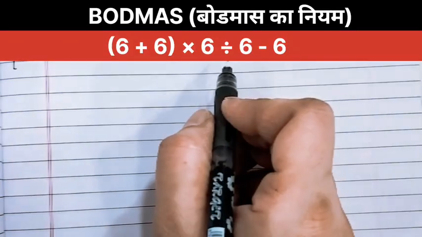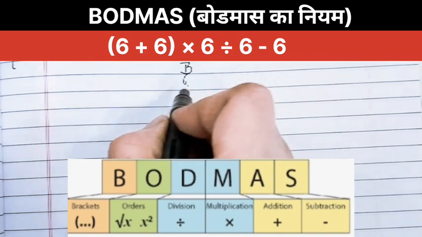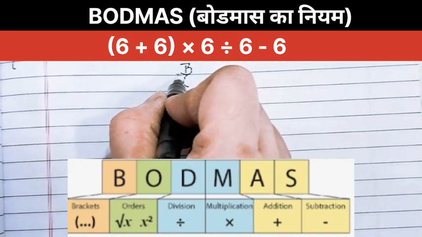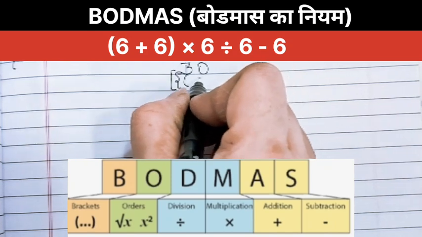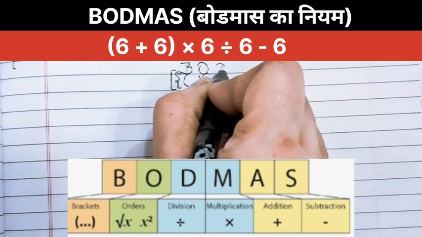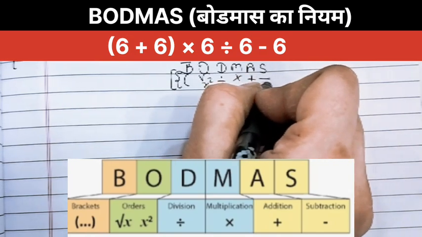Hello friends, now to solve this expression we follow the BODMAS rule, which dictates the correct order of operation. First we solve brackets: small bracket, curly bracket, then square bracket. O stands for of, which we convert into multiplication, and we solve roots and exponents. D stands for division, M for multiplication, A for addition, S for subtraction.